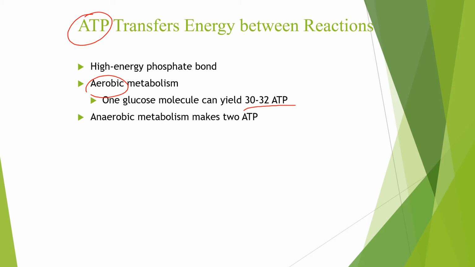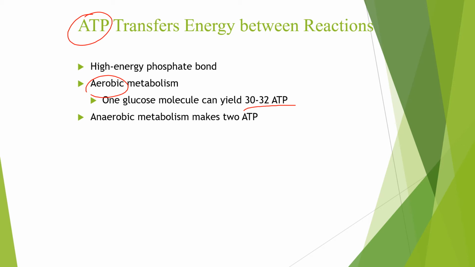So we say that for every glucose molecule that we break down, we can get anywhere from 30 to 32 ATP molecules. And of course, in our body, we're not just going to have one glucose molecule. We have a lot, and it doesn't have to be glucose. You can break down complex carbohydrates, lipids, and proteins, and also get the 30 to 32 ATP molecules.